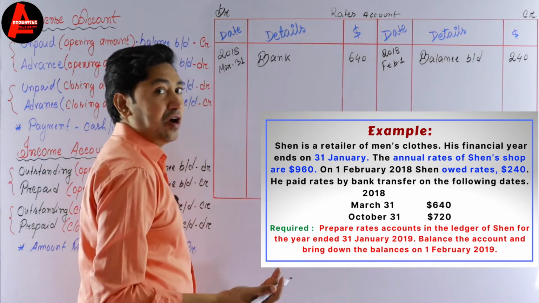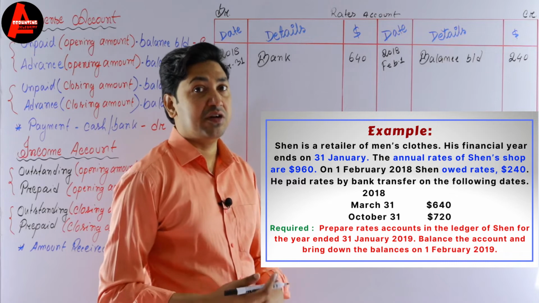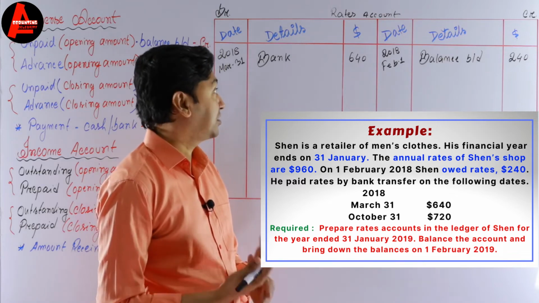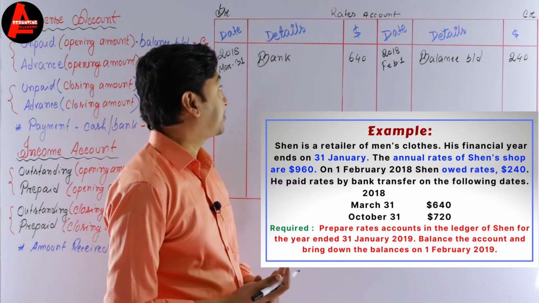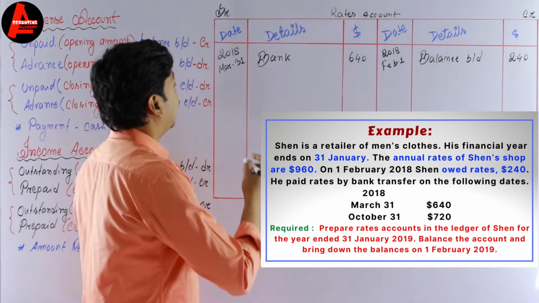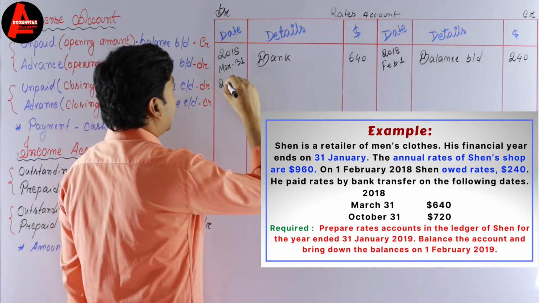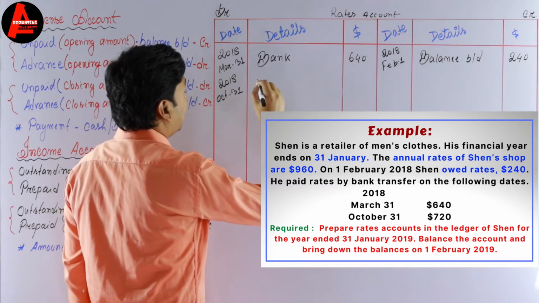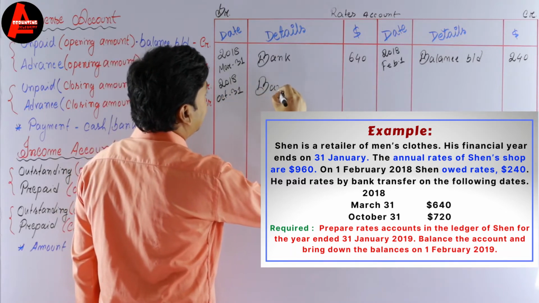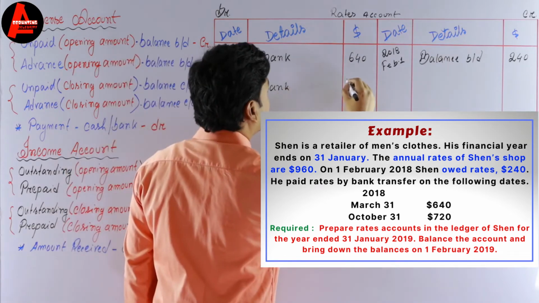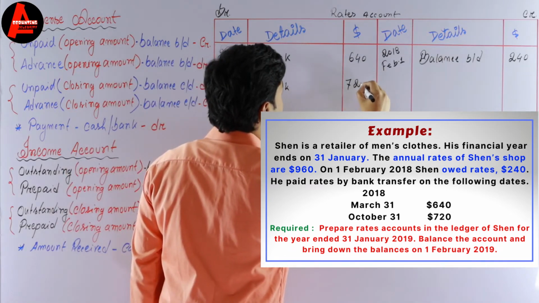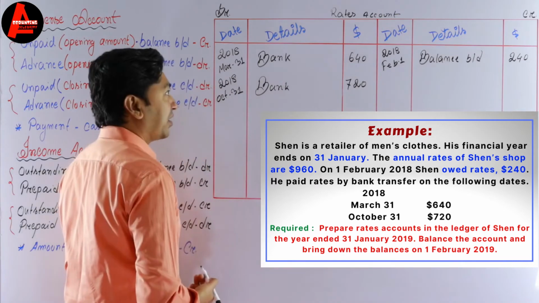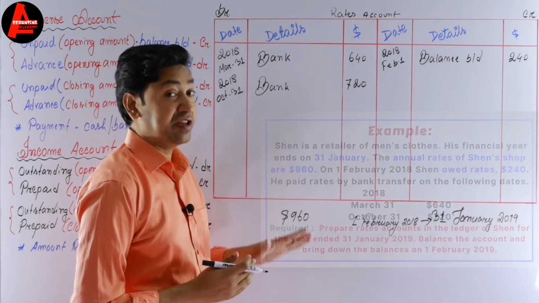We have one more transaction on 31st October. Same thing, the amount is paid by bank transfer. So let us write here the date again, 2018 October 31st. We will write here again bank, and the amount is $720 in the question. So we recorded these three transactions here.